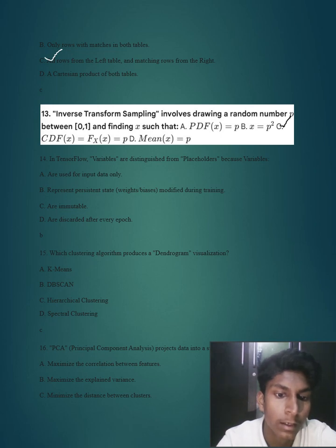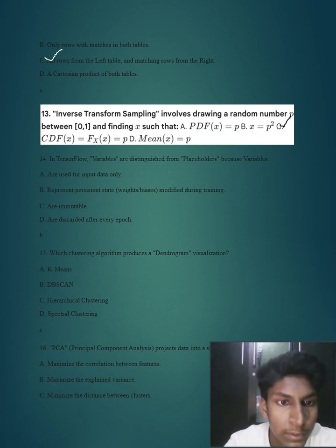Okay. Question number 14. In TensorFlow, variables are distinguished from placeholders because variables: first, are used to input data only; represent persistent state, modified during training; are immutable; are discarded after each epoch. So the correct option is option B.